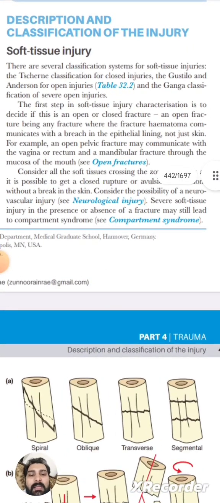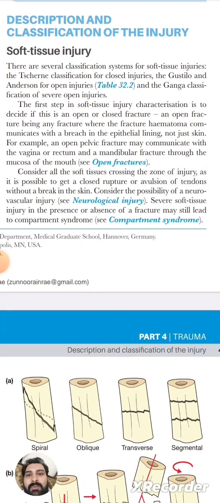When a trauma occurs to the body, there can be a soft tissue injury, there can be injury to the nerves, vessels, or injury to the bone. It is said that when a fracture occurs, it is a soft tissue injury with coincidental trauma to the bone. So soft tissue injuries are very much important.